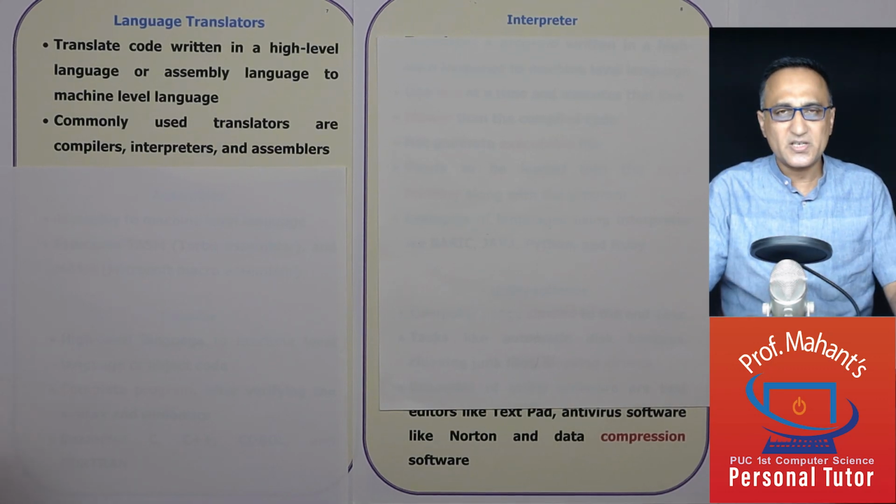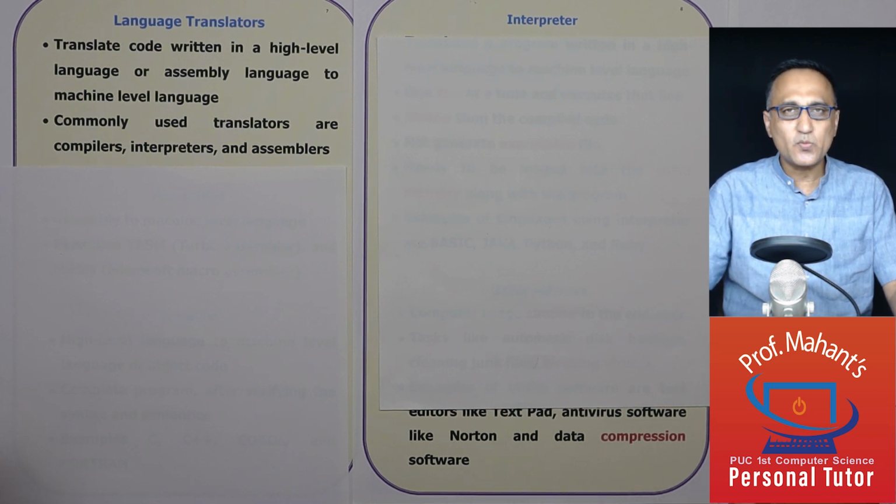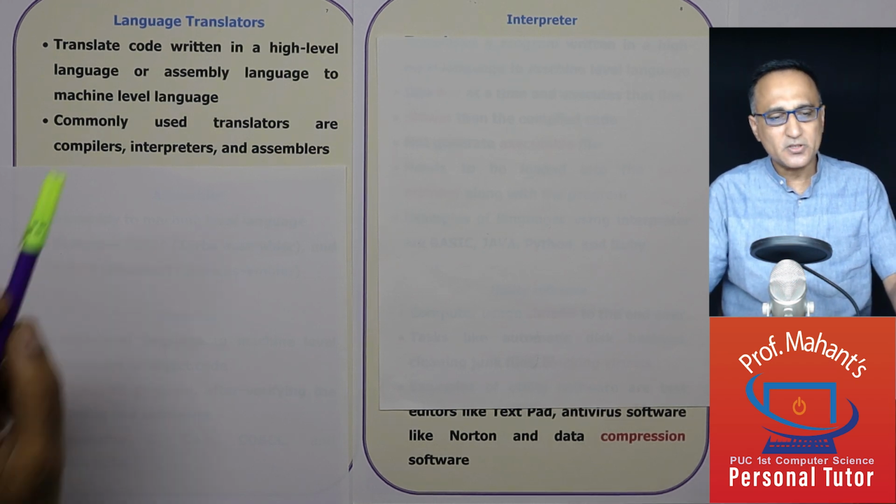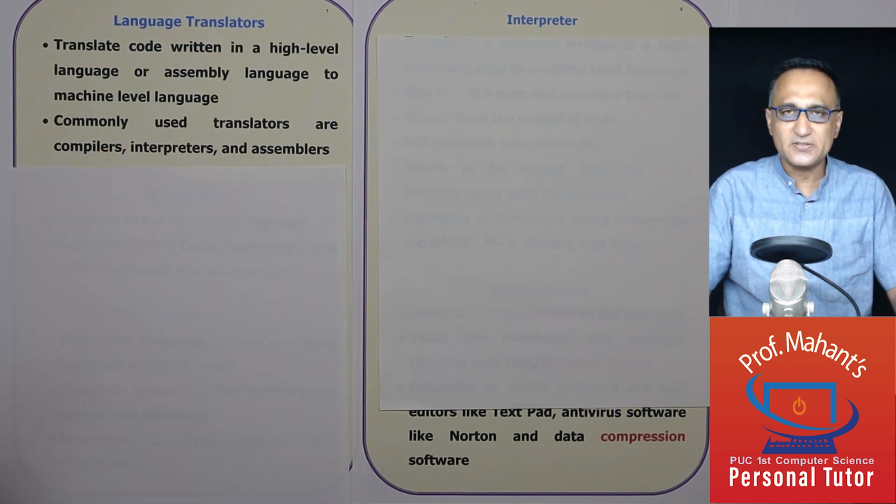I had told you in the previous session, the computer understands only binary bits, that is zeros and ones. So when you write a program, either in assembly language or in a high level language, it needs to be converted into ones and zeros, which is the machine level language. In order to do that, we require programs called language translators.